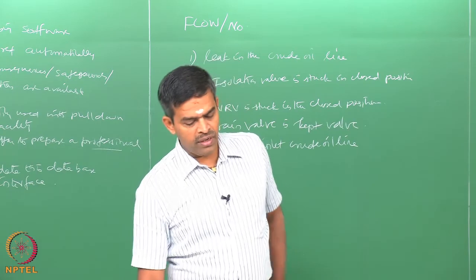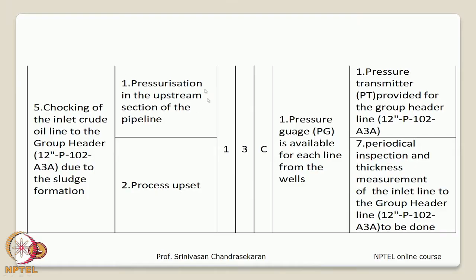Pay attention to the screen now. It will result in pressurization, it can cause process upset, it has severity and likelihood on a scale of 1 and 3 like this. The risk ranking refers to C. A pressure gauge is available in the safeguard already, which can tell me whether the pressurization is dangerous beyond the limit or not.